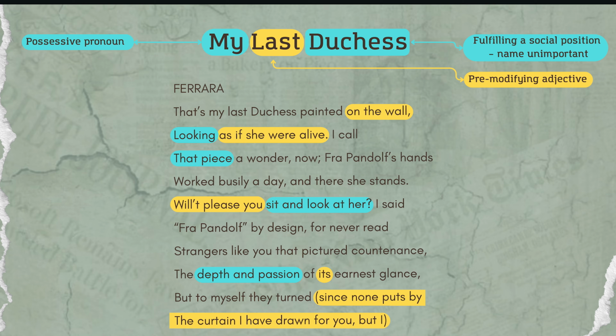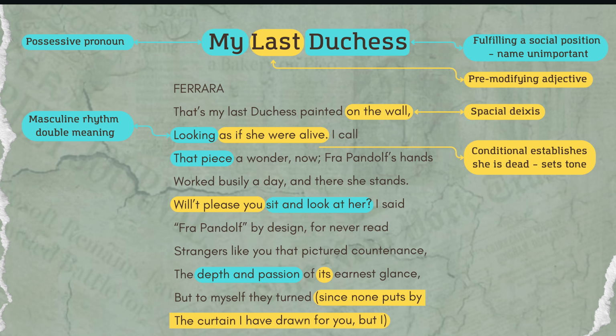Okay, then we've got the spatial deixis of "on the wall", and this is where we've got this masculine rhythm, "looking". So we've got that stress on the first syllable, which already breaks up our iambic pentameter. And this idea of looking has got a double meaning. So looking as in seeming, but also looking as those eyes would want to do while she was alive, looking around, looking at him. So perhaps she's making him feel guilty by staring at him, and that's why he has to have her covered up. We don't know. Then we've got "looking as if she were alive". This is a conditional statement that establishes she's dead. Straight away, it sets the tone: looking as if she were alive, but she's not.